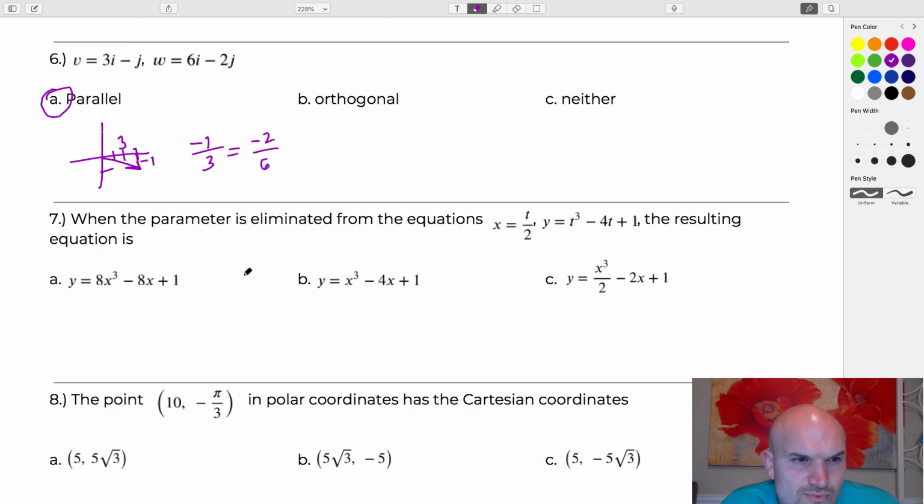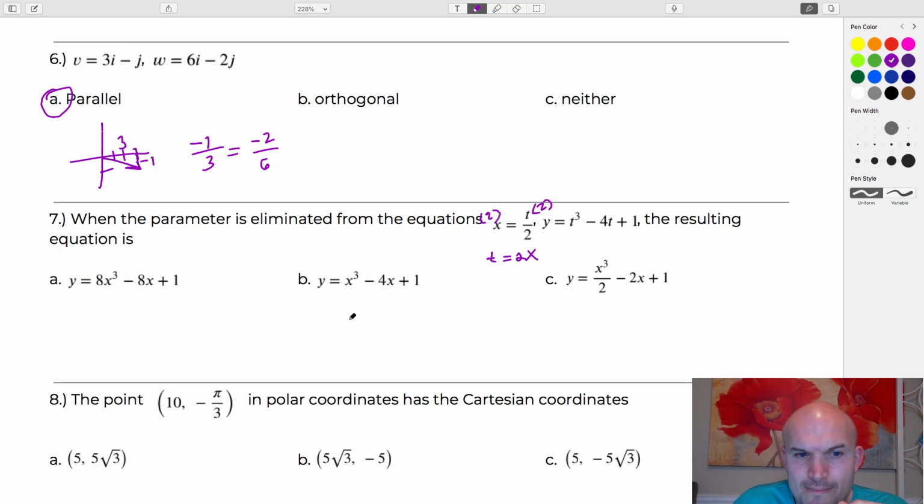Question number 7 says, when the parameter is eliminated from the equations x equals t divided by 2, y equals t cubed minus 4t plus 1, the resulting equation is, well, again, just remember when we looked at eliminating the parameter, we want to get rid of our t variable. So what we want to do is solve for t in one of the equations. Typically, we solve the equation with x. So I'll multiply by 2 on both sides, and therefore I get t is equal to 2x.